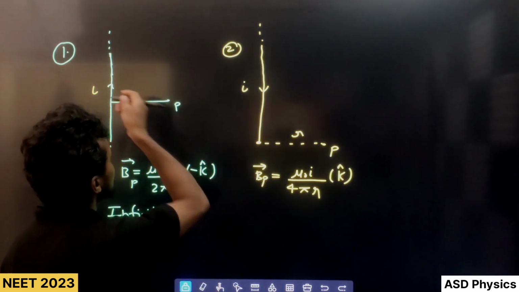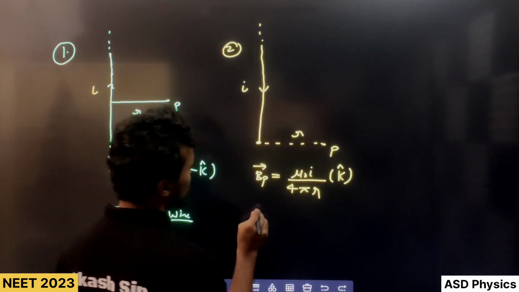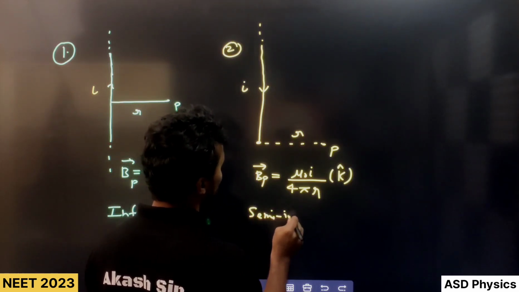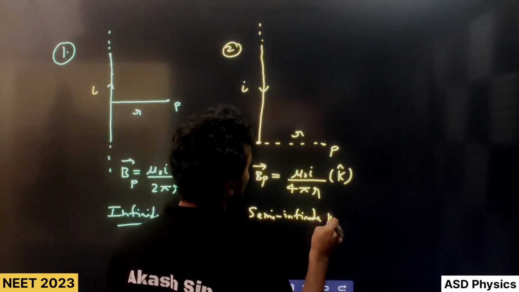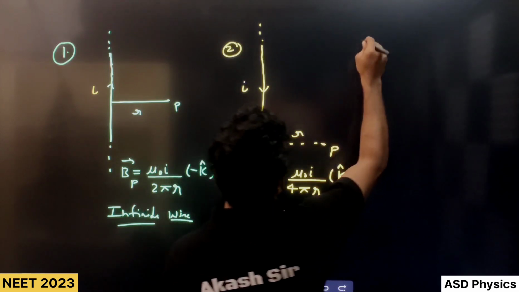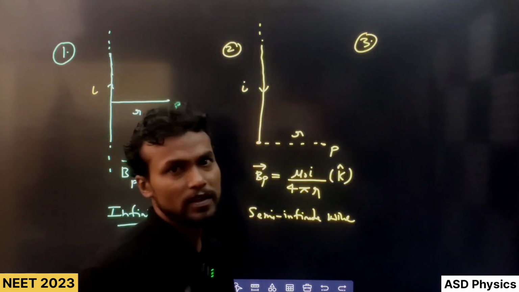So this is what we call an infinite wire, and this is a semi-infinite wire. At least this formula you have to remember. The general formula is not needed as of now, as the question does not require it.